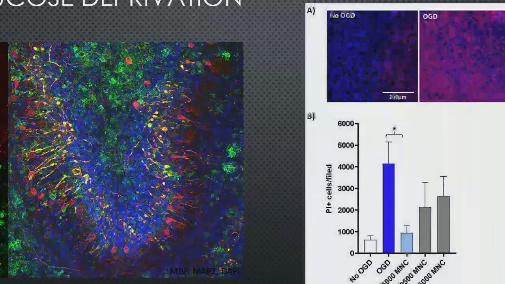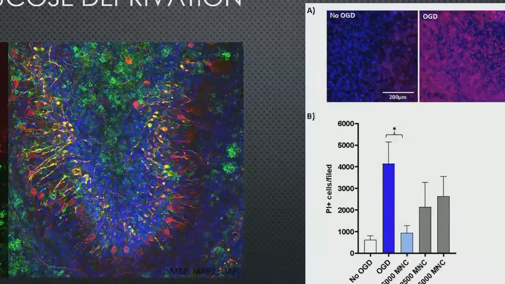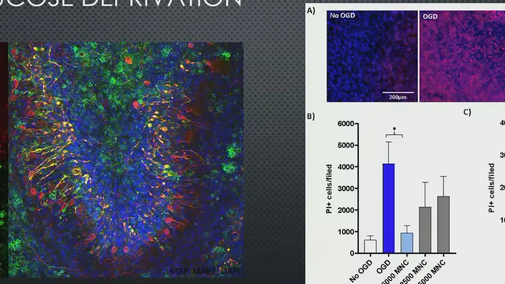When we treat these with oxygen and glucose deprivation, we can see cell death as incorporation of PI, so you can see all of this red staining here. We noticed that if we incubated these after oxygen and glucose deprivation with increasing doses of mononuclear cells from cord blood, we were able to suppress this cell death. Further, what was really interesting is that the mononuclear cells did not need to touch the tissue slices. If we put them in a transwell, they were still able to prevent cell death in this model.